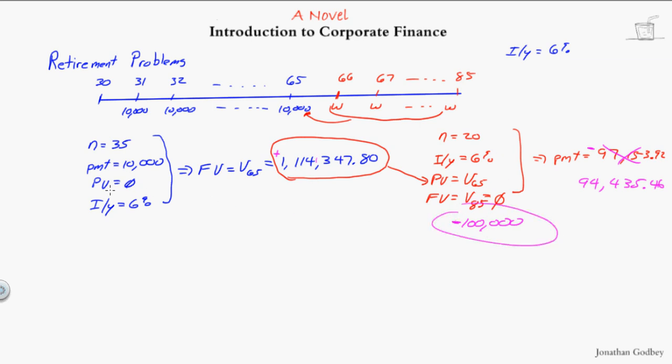I can also, what if I've already started saving up money? If I had money in the account here, maybe I already have $50,000 in the account right here. I would just change this to $50,000, which would change this number to make it bigger, which would then make this payment bigger. Okay, so that's one way to look at it.